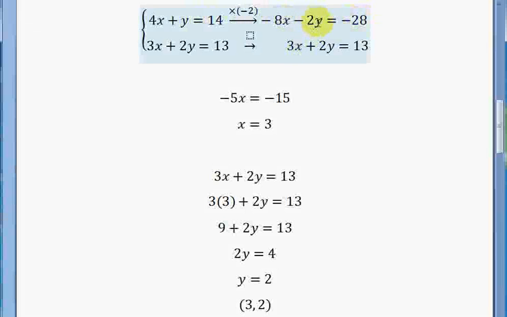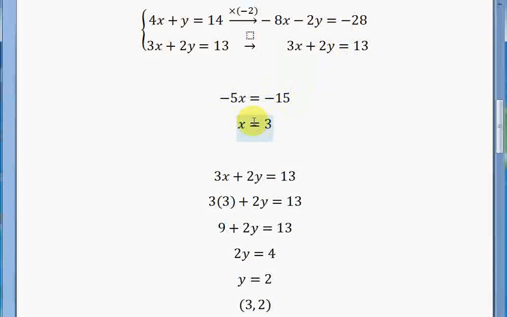I line them up in standard form. My y's are opposites, which means I can add because that will cancel the y's. -8x plus 3x is -5x, -2y plus 2y is 0y, and -28 plus 13 is -15. Now I have a very simple equation. Divide both sides by -5. I get x equals 3.